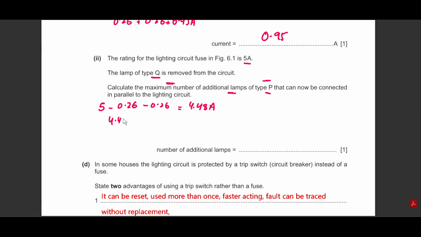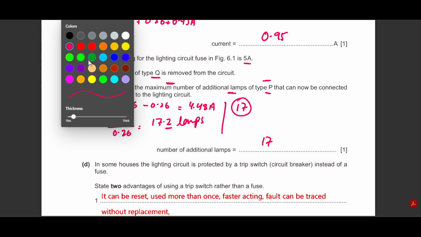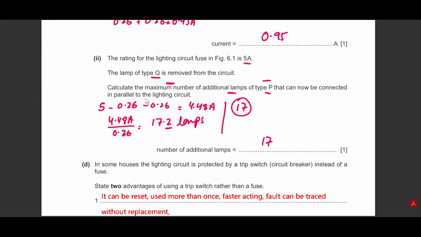Now let's divide 4.48 ampere capability by one of the lamps' demand. This comes out as 17.2 extra lamps. We cannot have 0.2 of a lamp, so we're going to round down this number, which is going to limit us to 17 lamps. This is 17 more lamps on top of the 2 lamps that are already there.